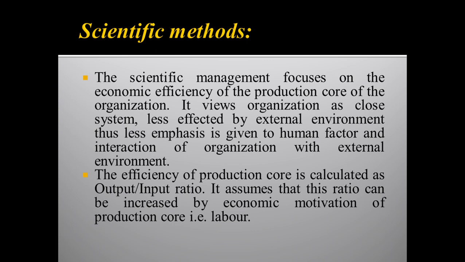The efficiency of the production core is calculated as the output upon input ratio. That means what quantity of goods is produced with how much quantity of input paid. It assumes that this ratio can be increased by economic motivation of the production core, that is labor.